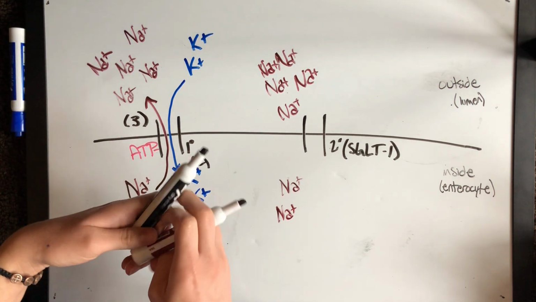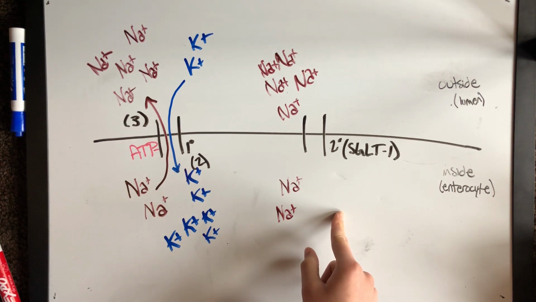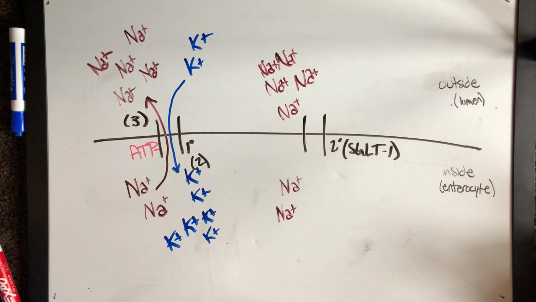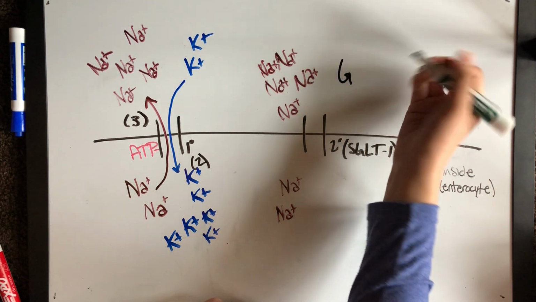Right, and then glucose is the other thing that we're moving with secondary active transport, because we're moving 2 things. So glucose, we only have a little bit.